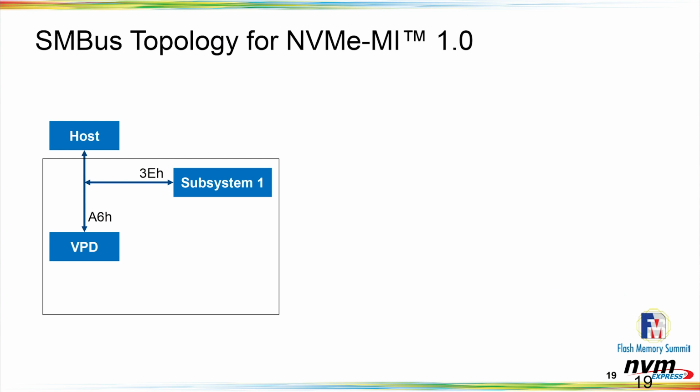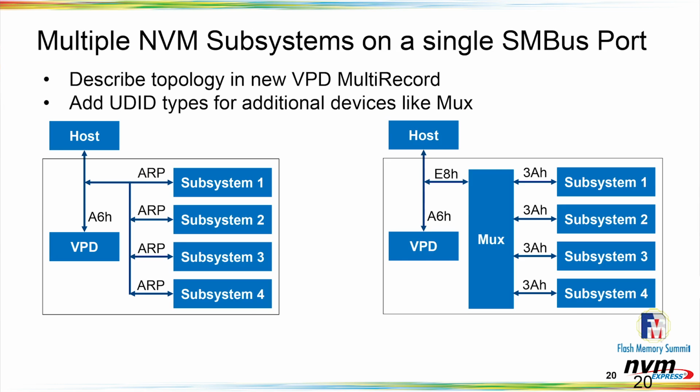So if we look at the picture here, you basically have an SMBus connecting a VPD data source and a subsystem on the drive. Then we come up with all this new stuff. That previous picture was what 1.0 has. All this new stuff needs a way to be described in the VPD so that when the host is looking at the drive, it can find out what's attached and how to talk to each of these pieces.